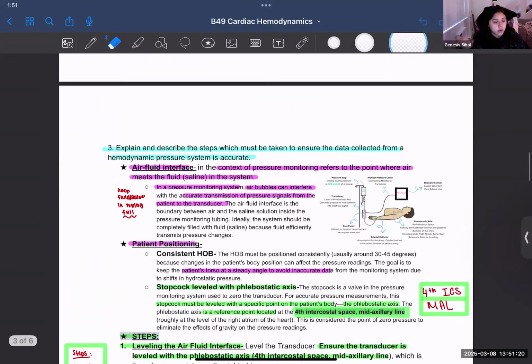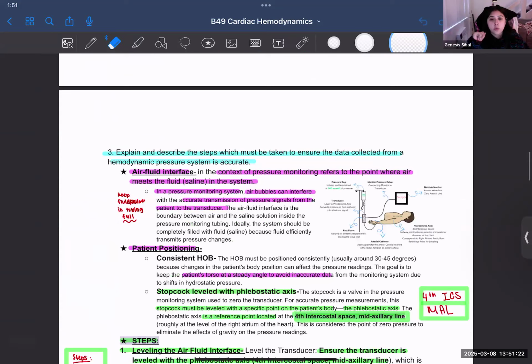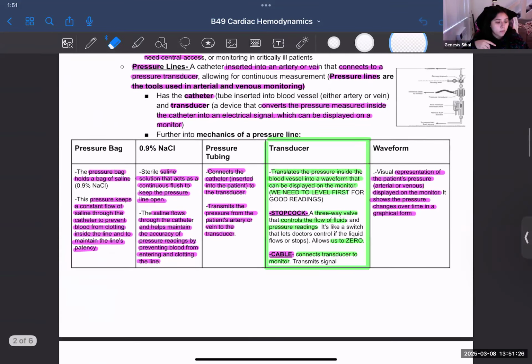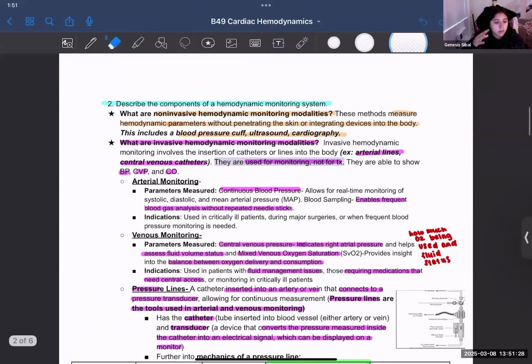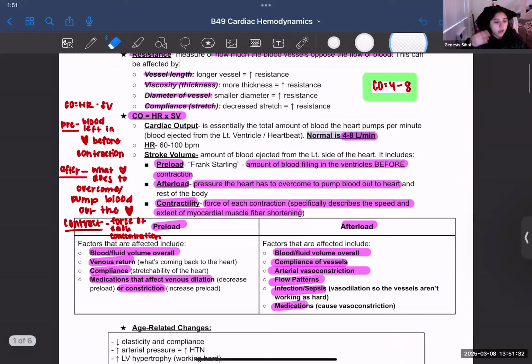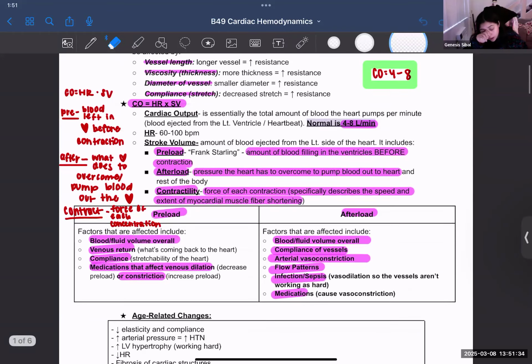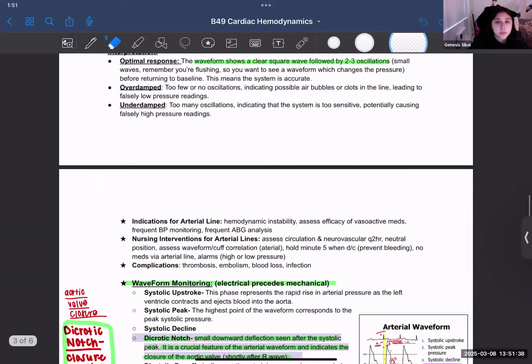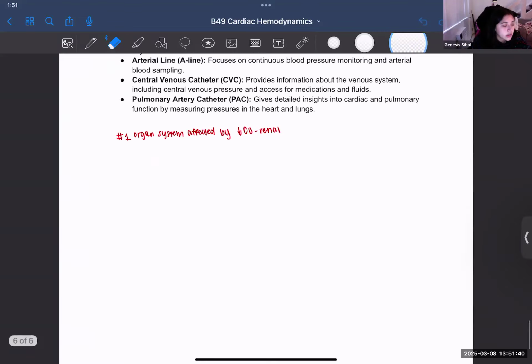You level. You zero. You square wave. What's the position for the level? Fourth intercostal space, mid axillary line. What is a transducer, some of that stuff. And then what is the normal cardiac index and cardiac output? What are afterload and preload, and what's the cardiac output equation? If you know those things, those are really the things that she's going to focus on.